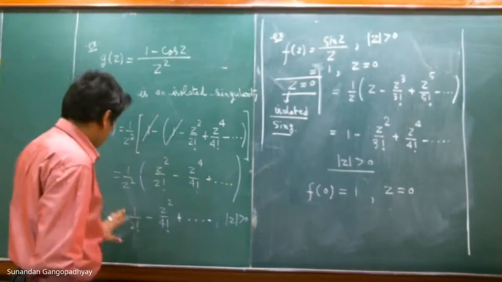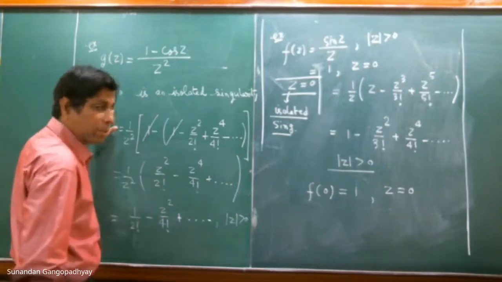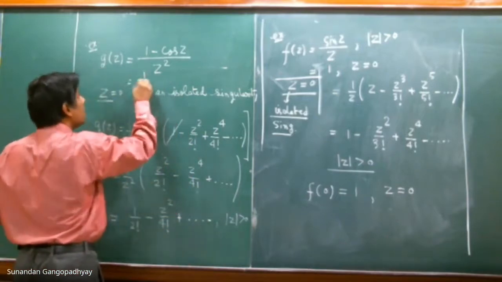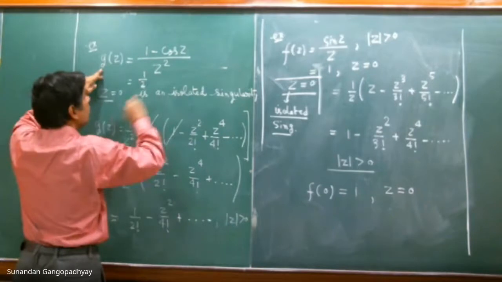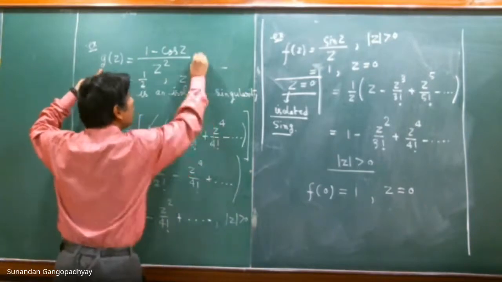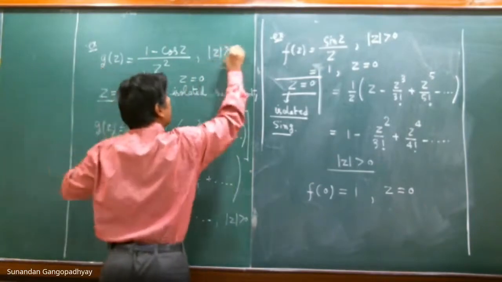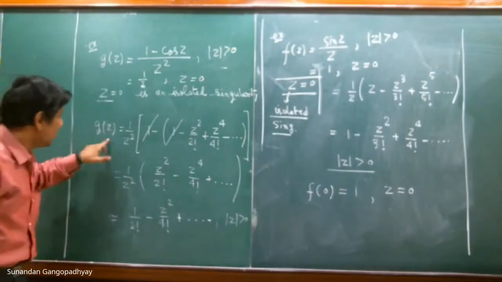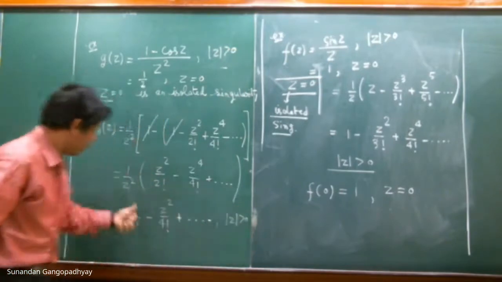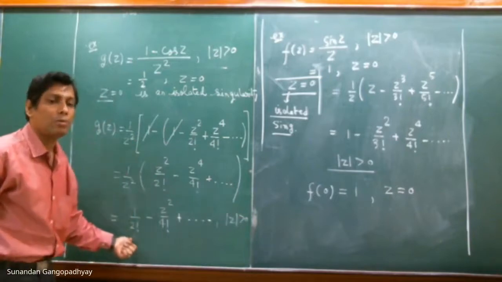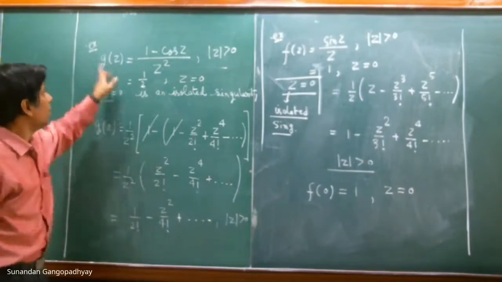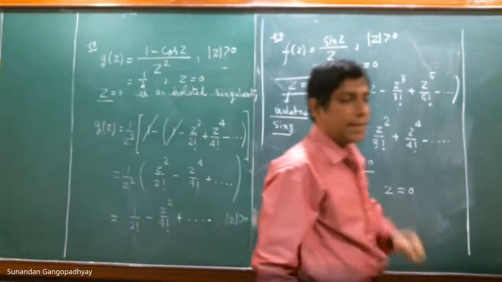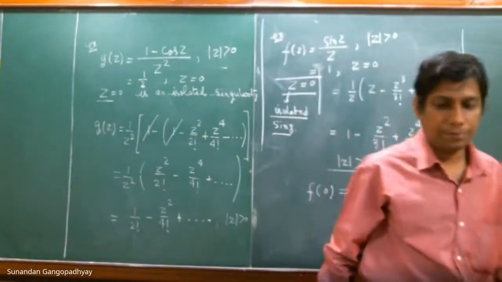So is z equal to 0 a removable singularity? Yes. What you can do is define the function g of 0 as half at z equal to 0. When g of 0, all these terms are 0, so you define g of 0 to be 1 by 2, half. If you define the function in this way, then the isolated singularity at z equal to 0 is removable.